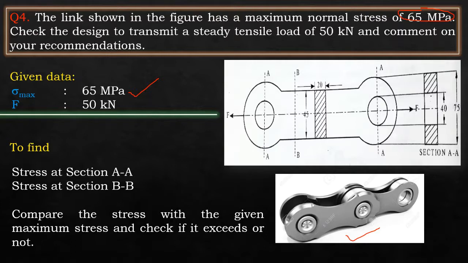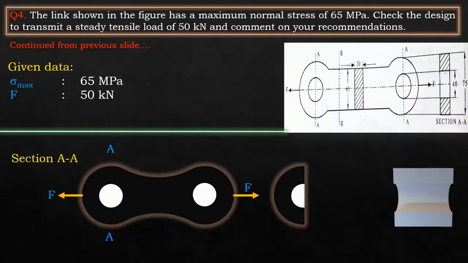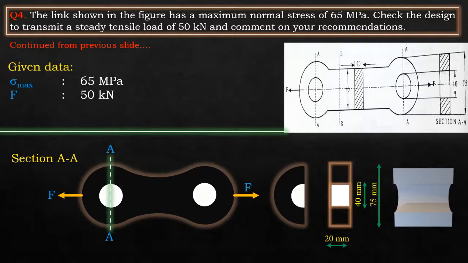To start with this, let us start understanding each section individually. The section AA is as shown in this figure. The cross section of section AA has been given as these dimensions, where it has a width of 20 mm and the total height of 75 mm with a hole of 40 mm. You can see the three-dimensional view of the cross section in this diagram. If we cut the section exactly at AA, this is how we'll be able to see the diagram.